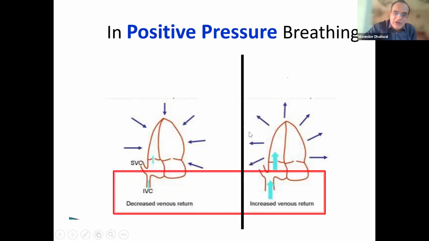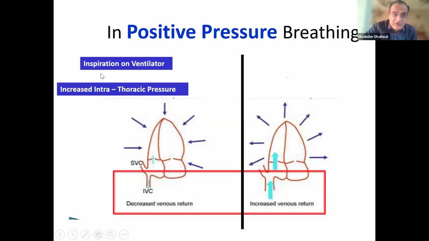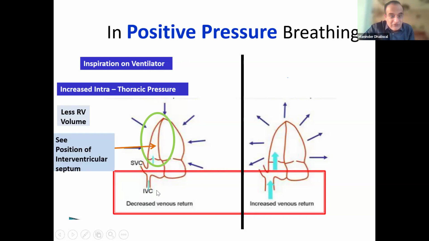So this is just to tell you. Now over here is an inspiration on a ventilator in positive pressure breaths. So everywhere my heart is getting compressed by the excess PEEP. So this will decrease the venous return. So there's less right ventricular volume because my venous return has decreased. See the position of the interventricular septum.